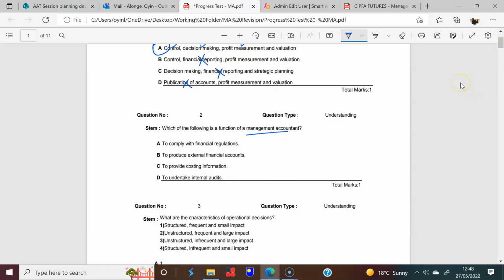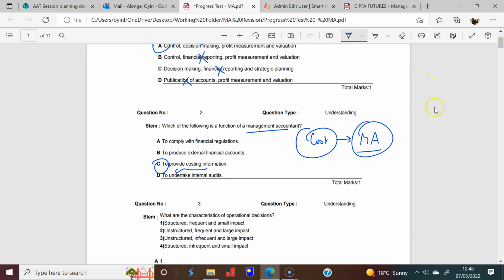Now, function of a management accountant. I think I must have mentioned many times about how cost accounting has evolved into management accounting, where there's almost a strategic angle to the work we do nowadays. But fundamentally, it is still costing, still costing very much. So the answer there is C. It's all about costing fundamentally.